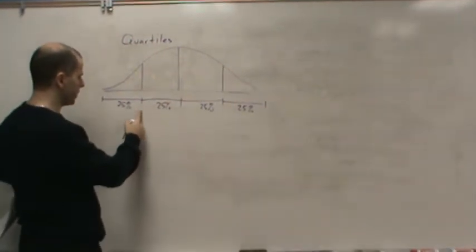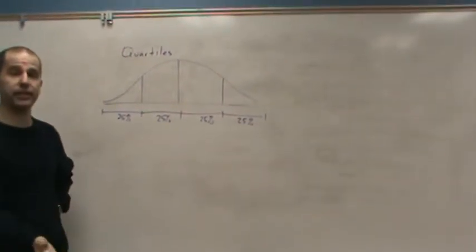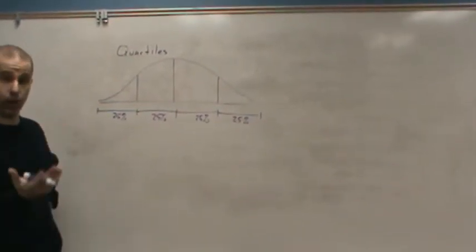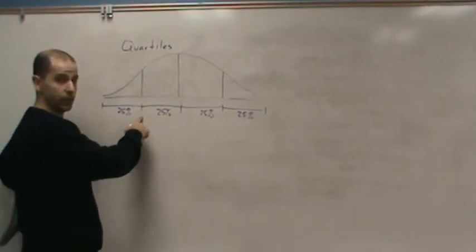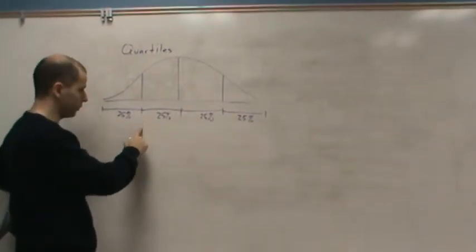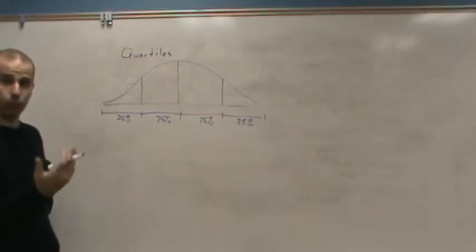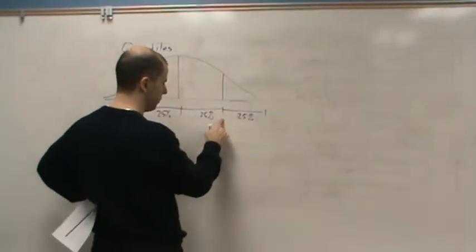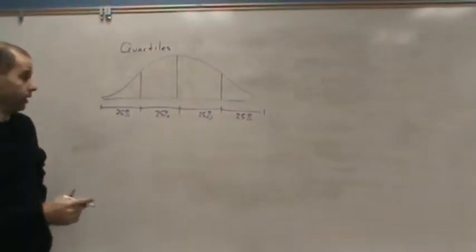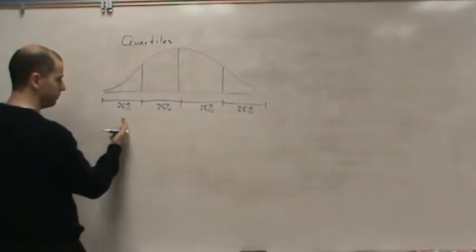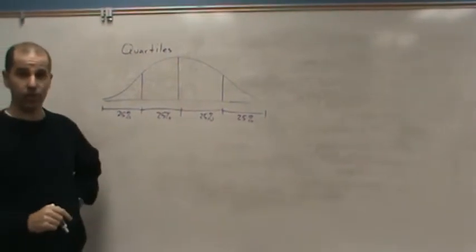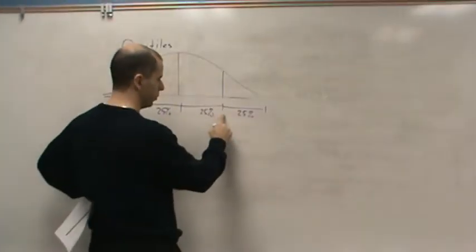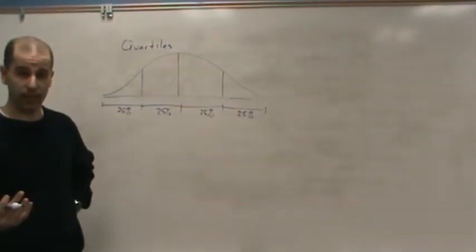This here represents what percentile? Well, what percentage of the data falls to the left? 25%. So this is the 25th percentile. So this cutoff, whatever this value turns out to be, represents the 25th percentile. What do you think this cutoff represents? Well, we've got 75% to the left. So that cutoff, whatever this value is, represents the 75th percentile.